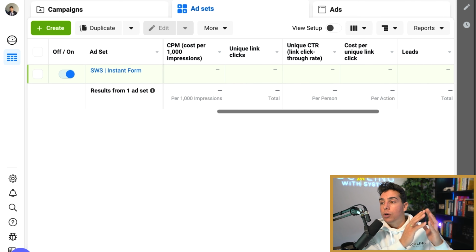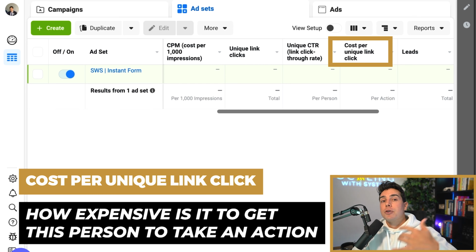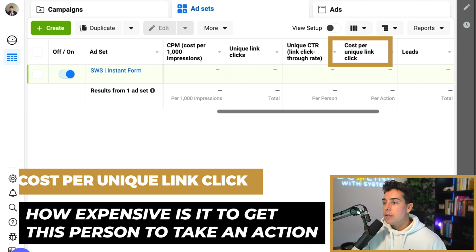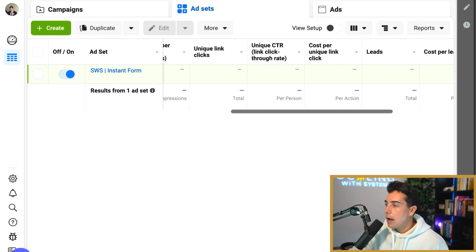The first one was your cost per impression, so how expensive it is to show ads to these people. And then the next one is cost per unique link click. How expensive is it to get this person to take an action? And if any one of those numbers is out of whack, if it's too expensive, then of course all the other numbers like leads and booked calls and acquisitions are going to be way higher than they need to be. Okay. And I'm going to get into how I would solve these things later on, but I just want you to understand that.